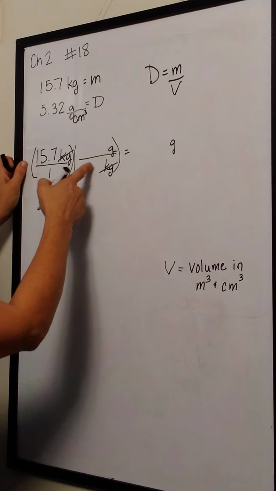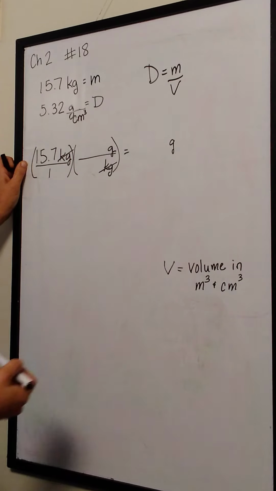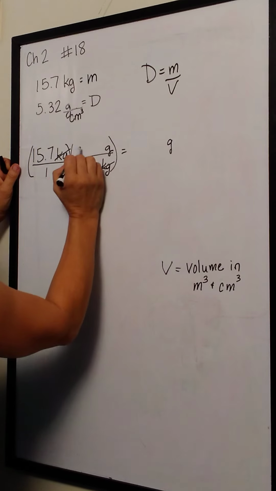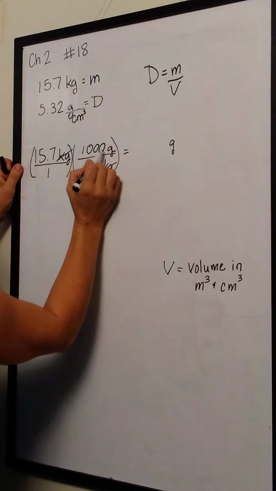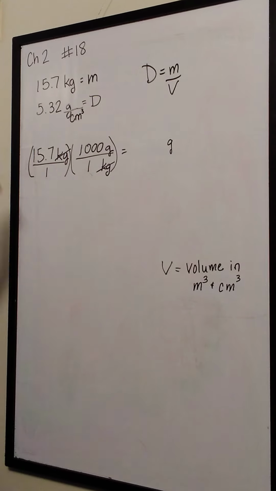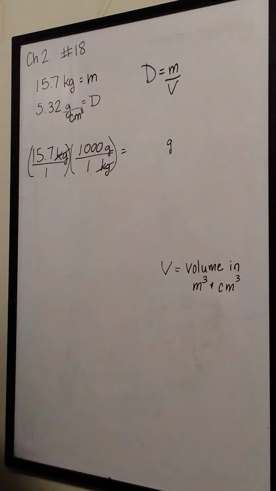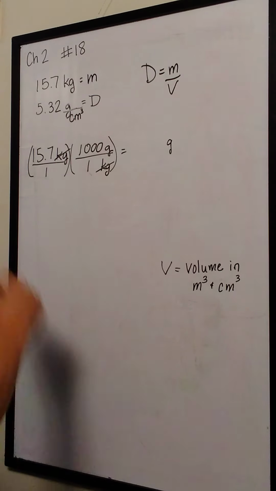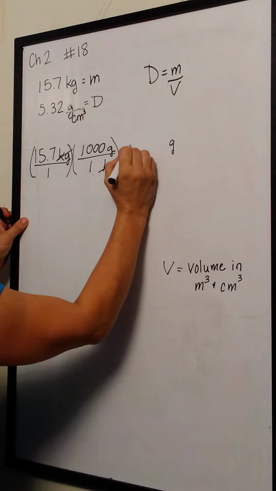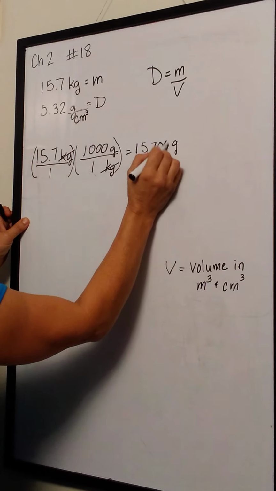How many kilograms in a gram, or how many grams in a kilogram? This is a memory one. You should know kilo means 1,000. It's 1,000 grams per kilogram. And just make sure your unit conversion makes sense. You don't want to accidentally write 1,000 kilograms in a gram. That's not right. Okay, so we'll do the math. 3 zeros, 1, 2, 3. 15,700 grams.